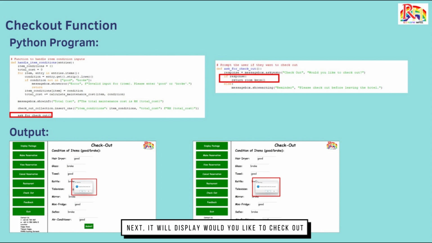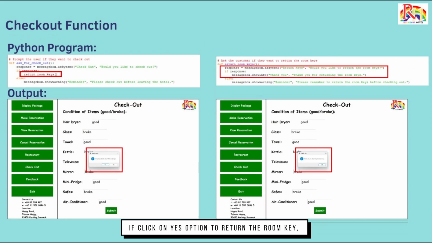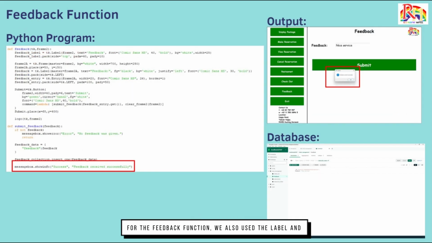Next, it will display would you like to check out, with the option of yes or no. If the customer clicks on yes, it will call the command return room key, which displays would you like to return room key with yes or no option. If not check out, it will display please check out before leaving the hotel. If clicking on yes to return the room key, it will display thank you for returning the room keys. If clicking on no to the return room keys question, it will display please remember to return the room keys before checking out.